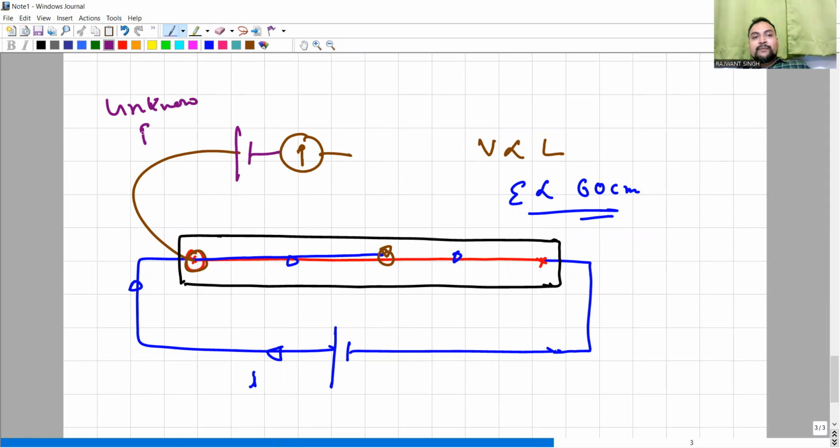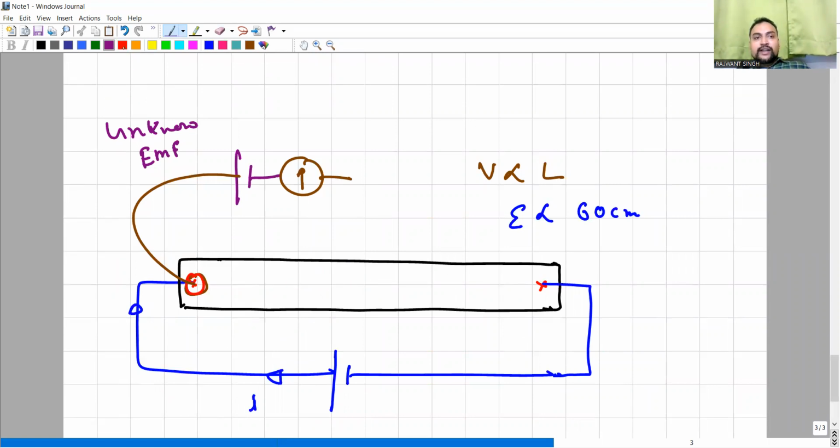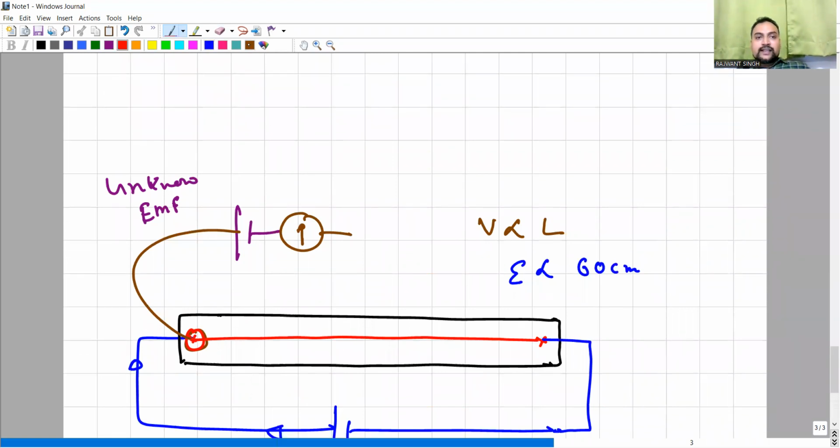Okay, this is a known EMF. So this one previously you did not know. The previous cell you did not know. This you already know. Now, if you already know this, again what you do is to find a null point. Again you try to find a null point.